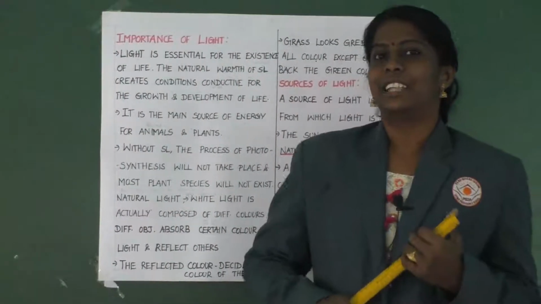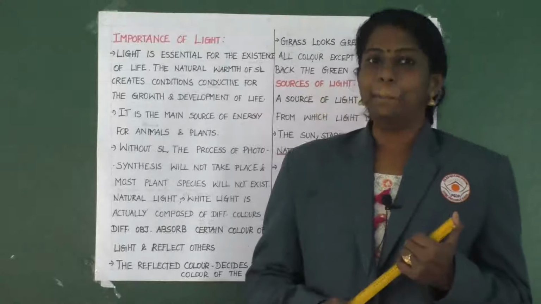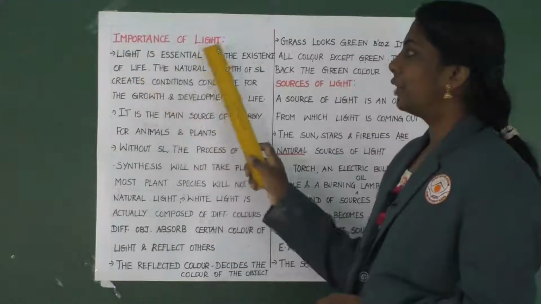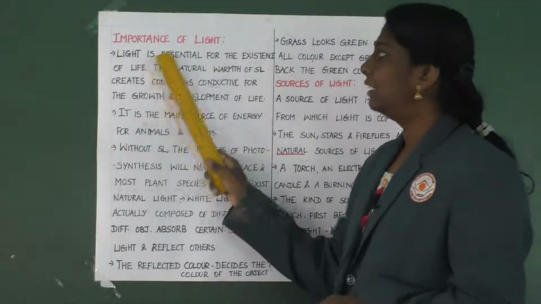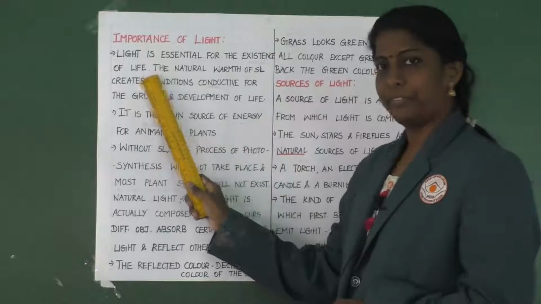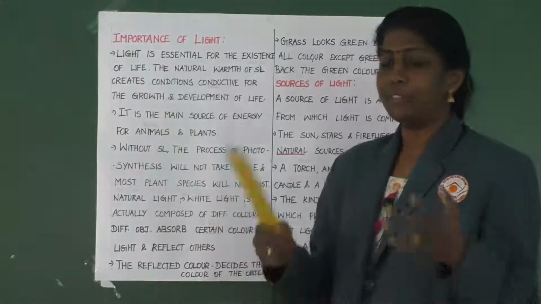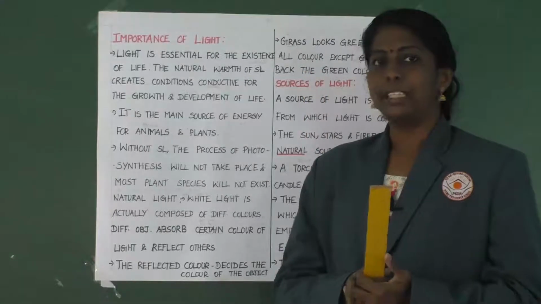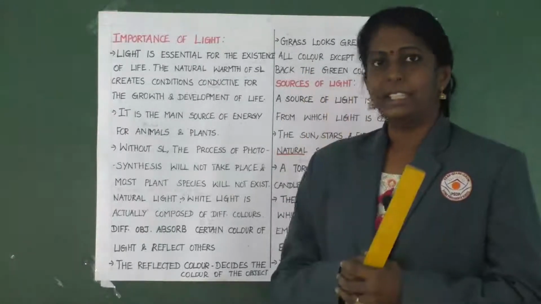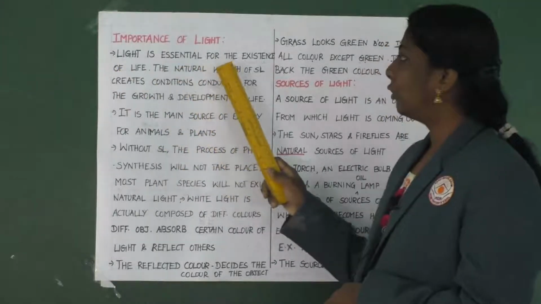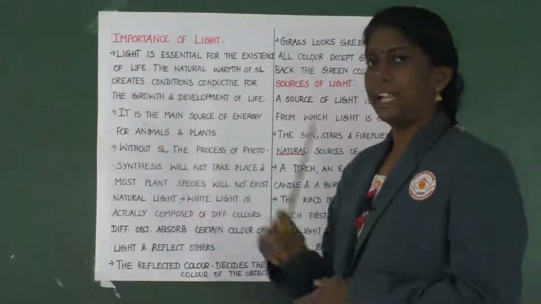Yes children, now let us learn about the importance of sunlight. Okay, so the importance of light. Light is essential for the existence of life, is it not? To survive we need light, we need to see objects. So that is possible by the light, is it not? Yes, light is essential for the existence of life.